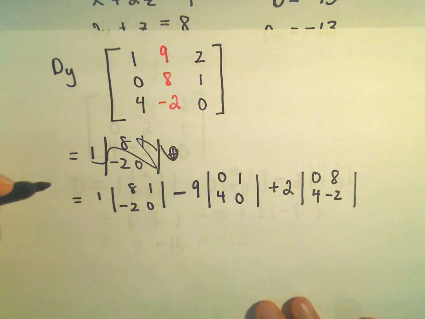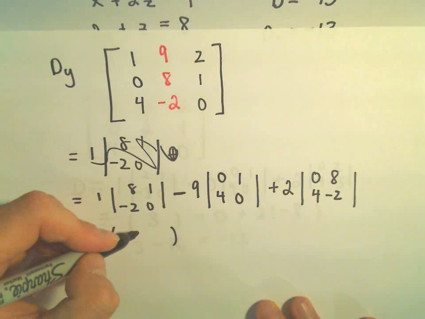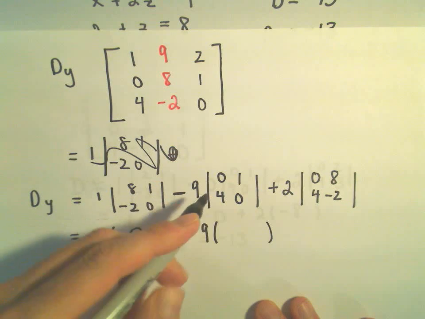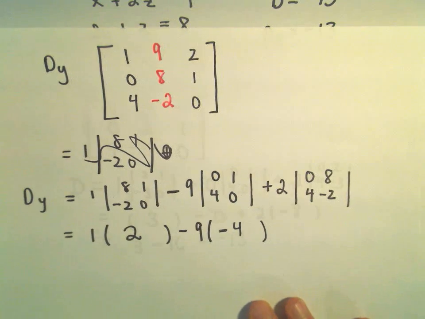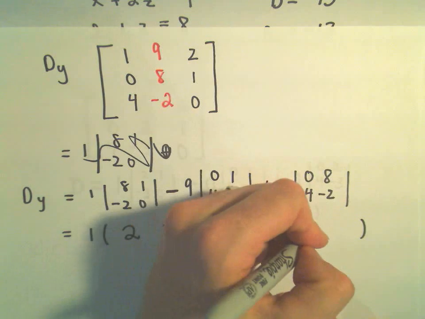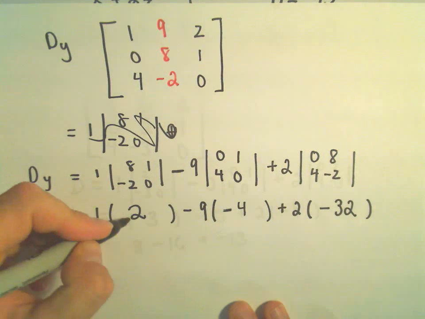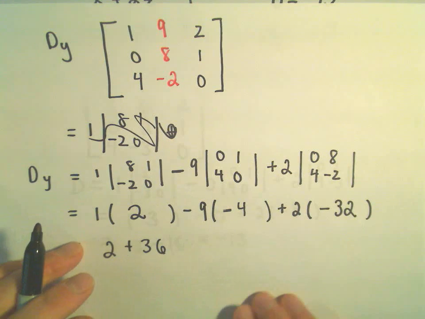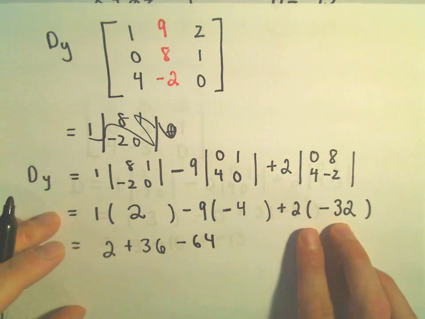So now if we compute this, this will be our d sub y. Looks like we'll get 8 times 0, which is 0, minus -2, so we'll get a +2, minus 9 times, well, 0 times 0 is 0, minus 4 times 1, or -4. And then we have 2 times, well, 0 times -2 is 0, minus 4 times 8, which would be 32. Okay, so if we do the arithmetic here, 1 times 2 is 2, -9 times -4 is positive 36. It looks like we have +2 and -32, which would be -64.